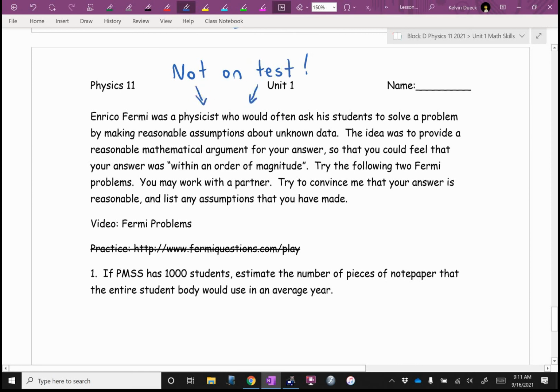I'm going to talk about something called Fermi problems because they're cool, but I'm not going to test you on them. Enrico Fermi was a very famous physicist. He worked on the Manhattan Project. What was the Manhattan Project? Yeah, the first atom bomb project during World War II. In fact, he actually started the first sustained nuclear chain reaction.